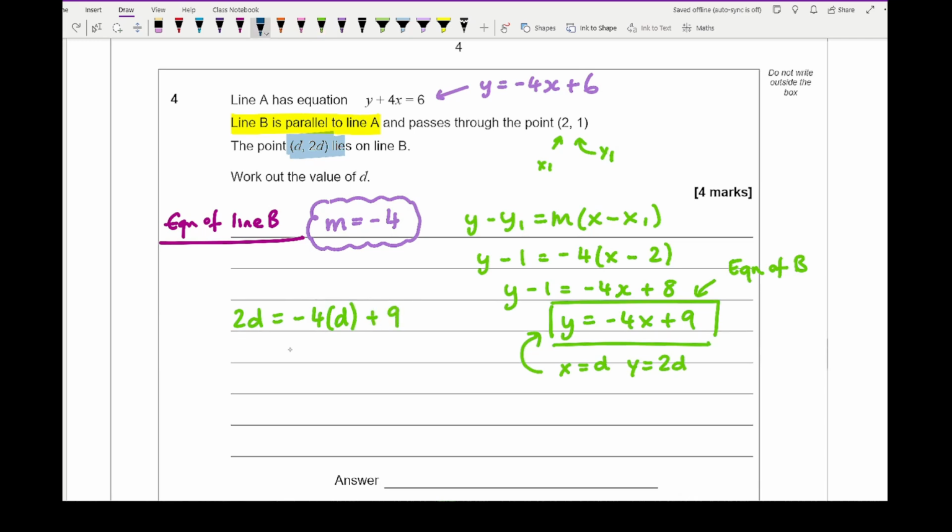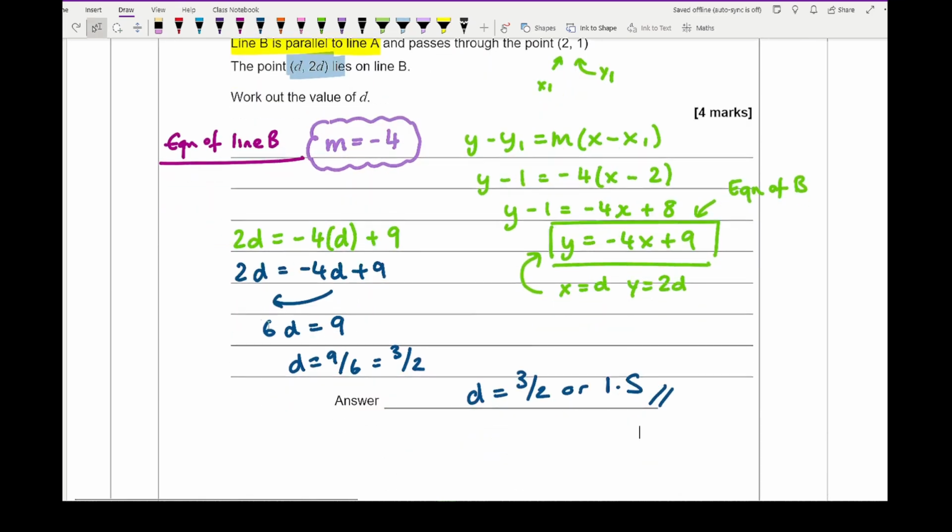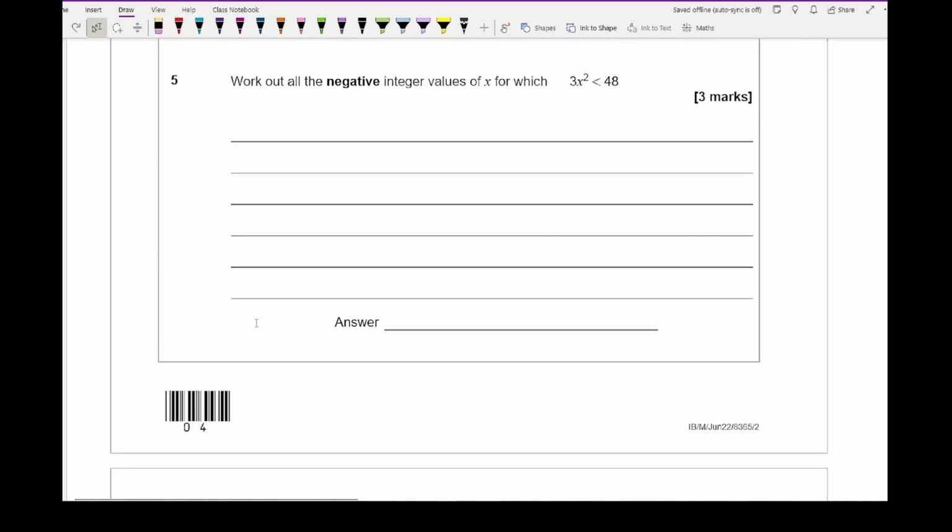And if I simplify all of that, I end up with 2D equals minus 4D plus 9. Take this over to the other side, end up with 6D equals 9. So D equals 9 over 6, which equals 3 over 2. So my D value equals 3 over 2, or I could write it as a decimal as 1.5, whichever floats your boat. Then moving on to question 5, it says work out all the negative integer values of x for which 3x squared is less than 48.